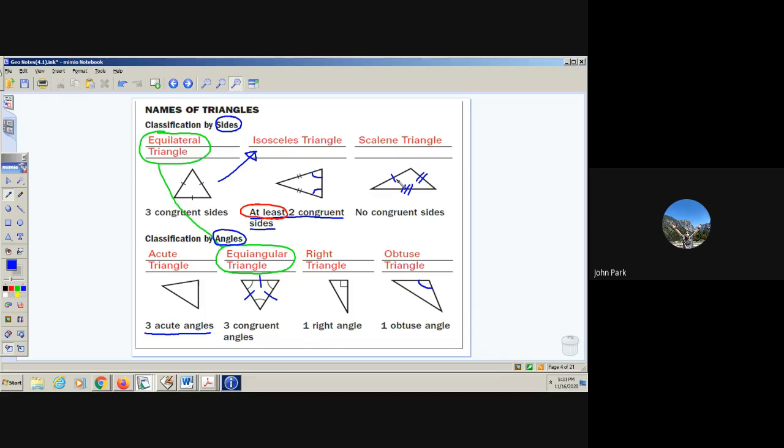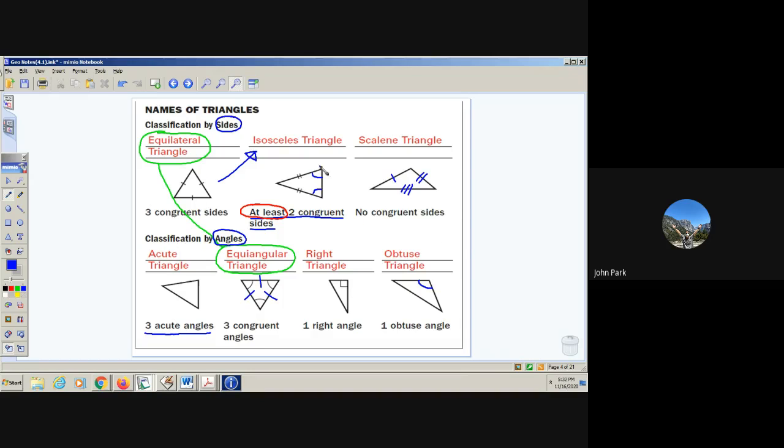Now, scalene, as I marked right here, just in case it wasn't obvious, all three sides are different, right? So you got one slash, two slashes, and three slashes. So that means no sides are congruent, and so that's scalene.